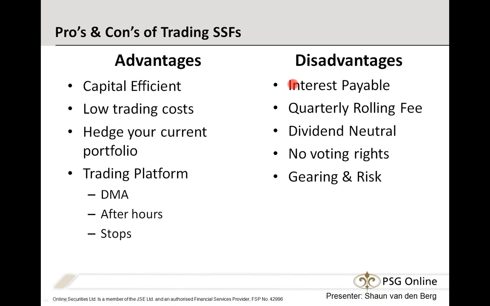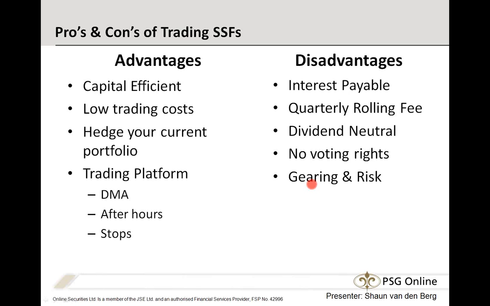So as I say, it gets a bit more complicated. The quarterly rolling fee, that's 0.25%. Understand that could also be a disadvantage. Remember, it's increased cost. Remember, we're trading dividend neutral contracts. You can have 1 million contracts on Anglos. You have no voting rights. Okay, and then lastly, obviously, gearing and risk can be a disadvantage if you don't know how to manage it. The way I look at it, there are four more advantages than disadvantages.